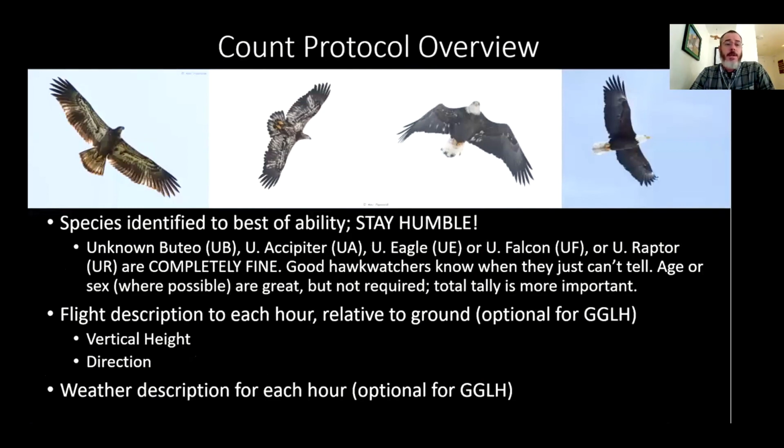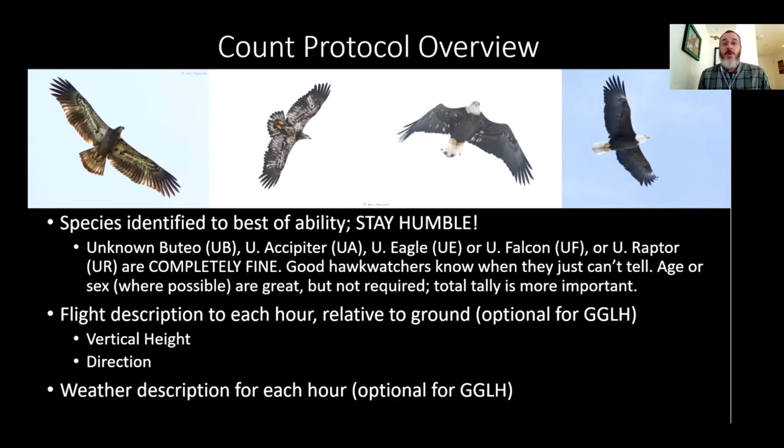So species are identified to the best of your ability. So it's important to stay humble. And what I mean by that is that we've created codes, we've had these codes for decades, that allow us to identify to group. So you might only be able to identify to the buteo level or to the accipiter level, right? So you know that it's a buteo, you know that it's either a red-tailed hawk or a red-shouldered hawk or a broad-winged hawk, or potentially a rough-legged hawk, but you know that it's not a sharp-shinned hawk, a Cooper's hawk, or a goshawk, right, our accipiters.